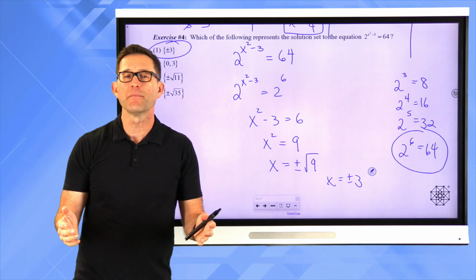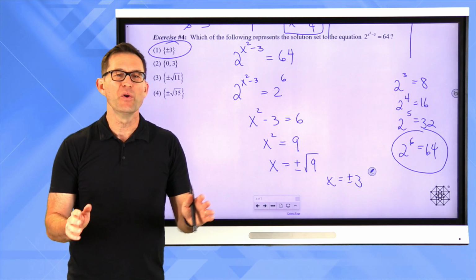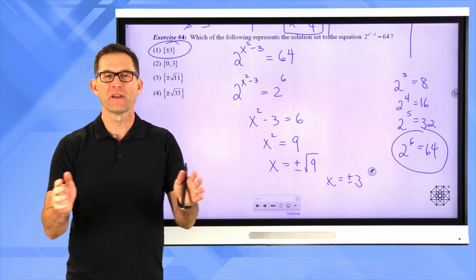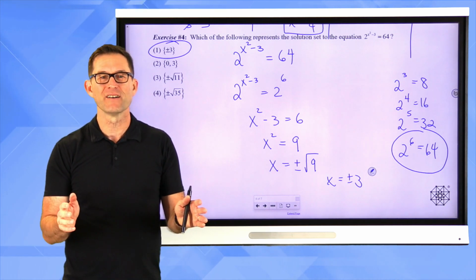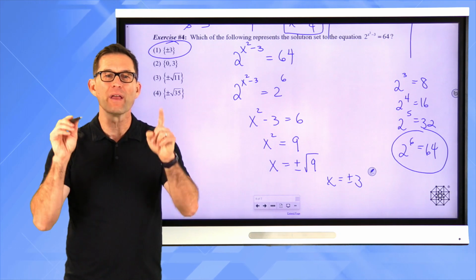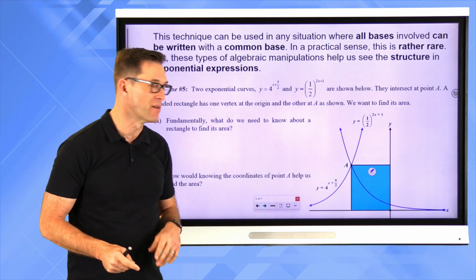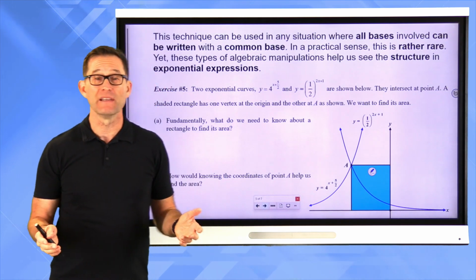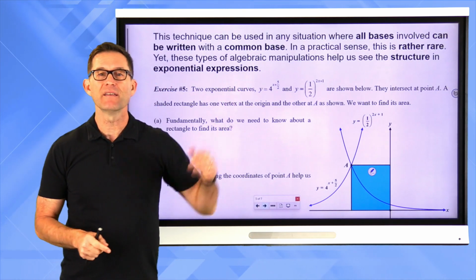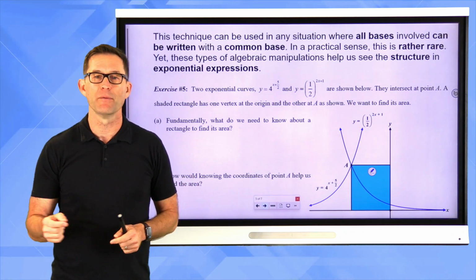So the method of common bases is kind of cool, but it's only going to work if you can take these two exponential expressions on both sides of the equation and write each of them as the same number raised to some power, okay? Of course, the two powers will be different, but you've got to at least have the same base. Now, this technique can be used in any situation where all the bases involved can be written with a common base.